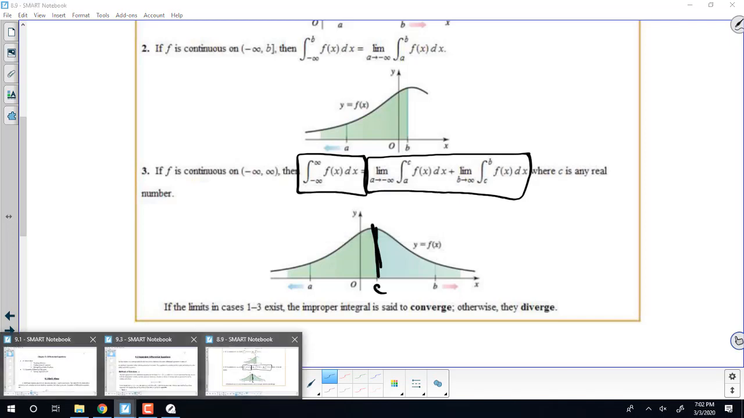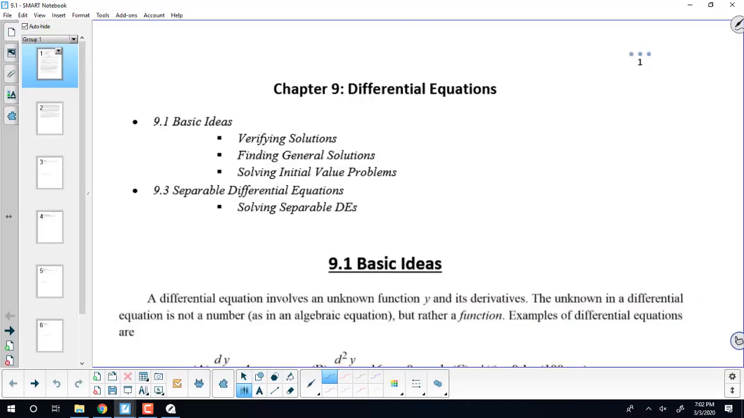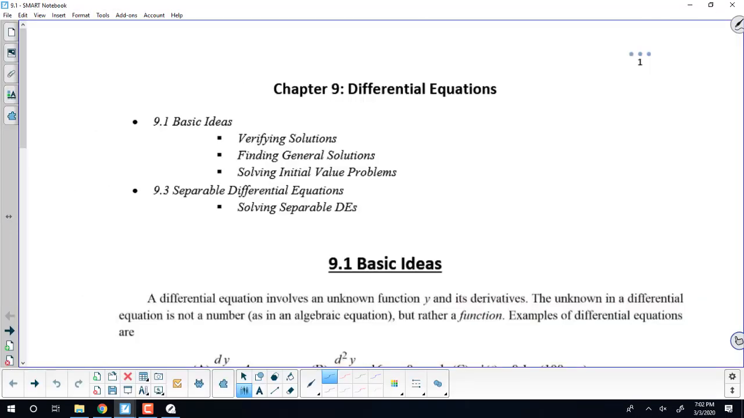So we'll take a break before we start chapter 9. We've got only 2 sections from chapter 9. You've got a chapter 8 and 9 quiz. So this is still part of our second unit. But chapter 9 is just a really basic introduction to differential equations. In 9.1, we look at verifying solutions, finding general solutions, and solving initial value problems. And then in 9.3, we look at separable differential equations. So that's what we're gonna do after we come back from break.